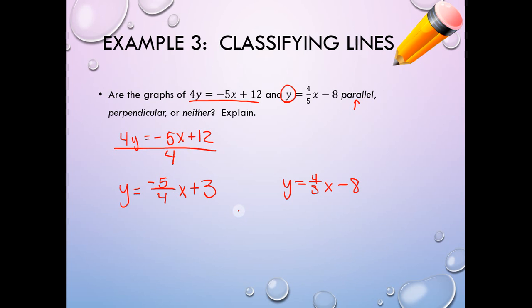Now perpendicular also meant they had to be reciprocals of one another. So 4/5, its reciprocal would be 5/4. So I have an opposite reciprocal. So I know I have perpendicular lines, because negative 5/4 is an opposite reciprocal of 4/5.